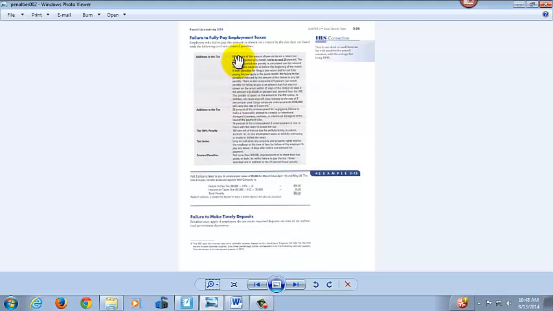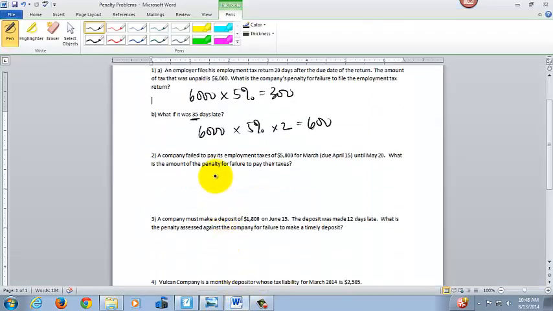So we've got 0.5% of the amount shown as tax on a return per month or fraction of a month, not to exceed 25%. So it's 0.5% for each month or fraction of a month that it's late, plus you've got this 3% interest. So again, this is failure to fully pay employment taxes. Let's look at an example of that. A company failed to pay its employment taxes of $5,000 for March. It's due April 15th until May 20th.